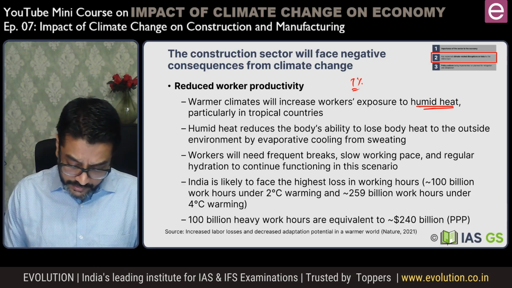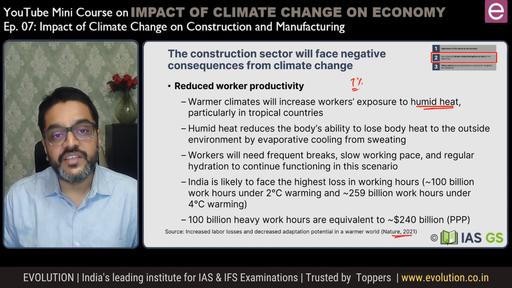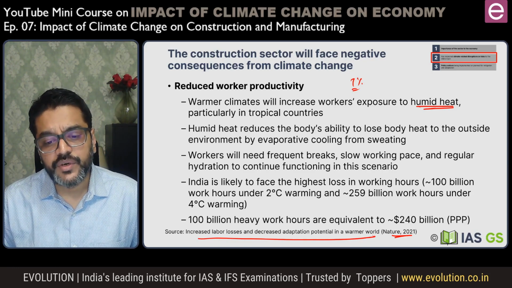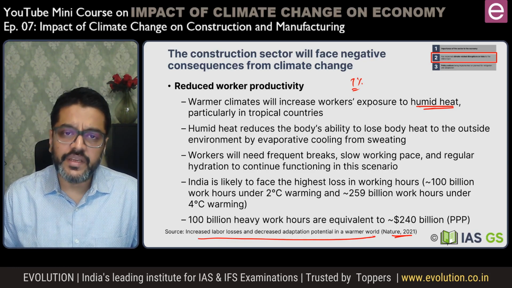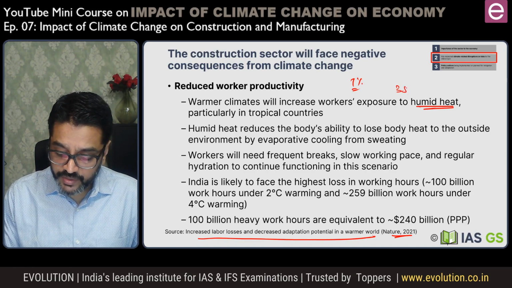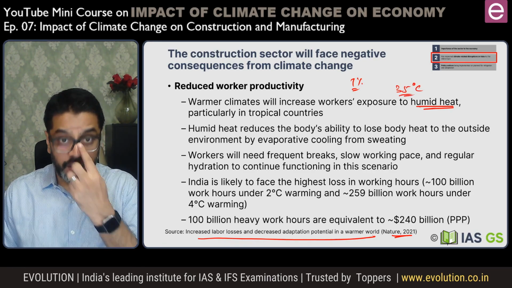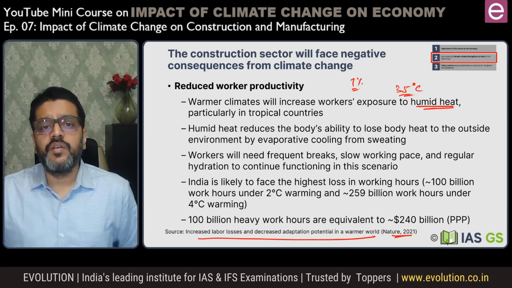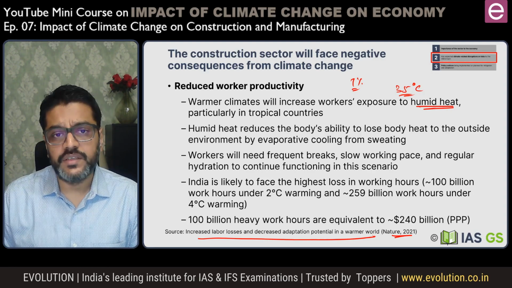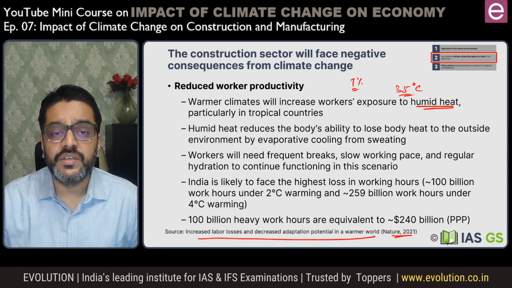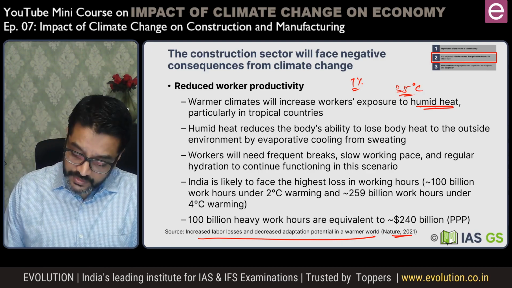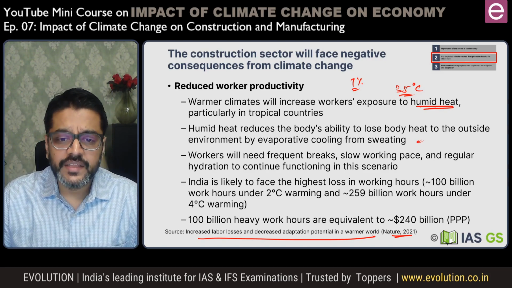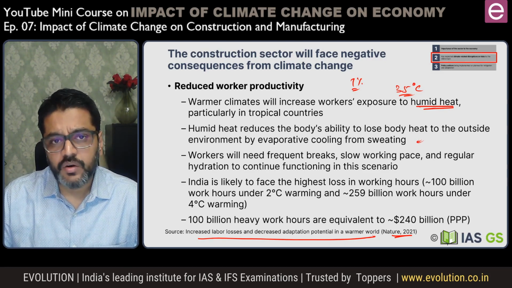There is this study published in the scientific journal Nature called "Increased Labor Losses and Decreased Adaptation Potential in a Warmer World." It basically says that when wet bulb temperature reaches 35 degrees Celsius, then working outdoors is going to become very, very risky, and people might even face death in such scenarios if they expose themselves to such temperatures for a very long time, right? So we have already discussed that when humid heat levels are high, human bodies cannot cool down, right?